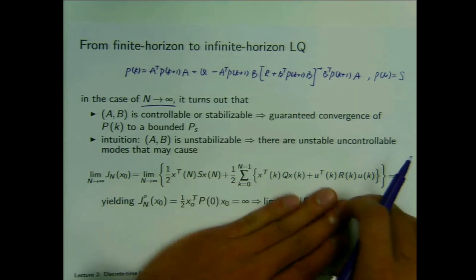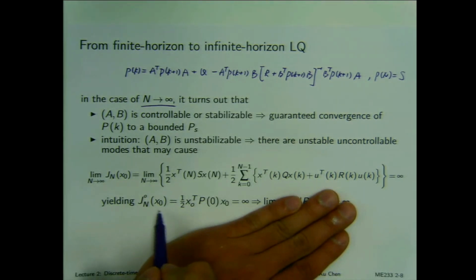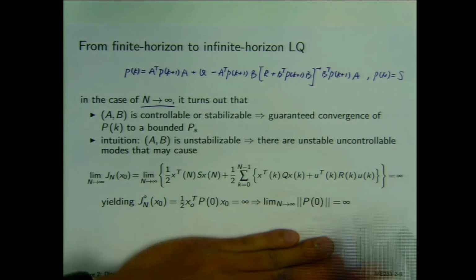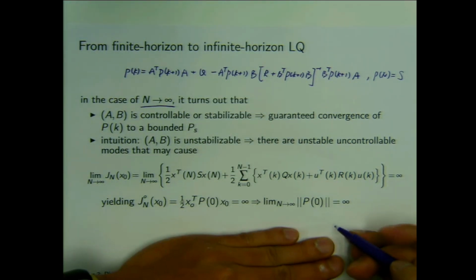Now, we just reviewed this. The optimal cost is a quadratic function of this. If this is infinity, and we started with some finite initial conditions, then it has to be the case that the norm of this matrix is going to be infinity. All right? Make sense?